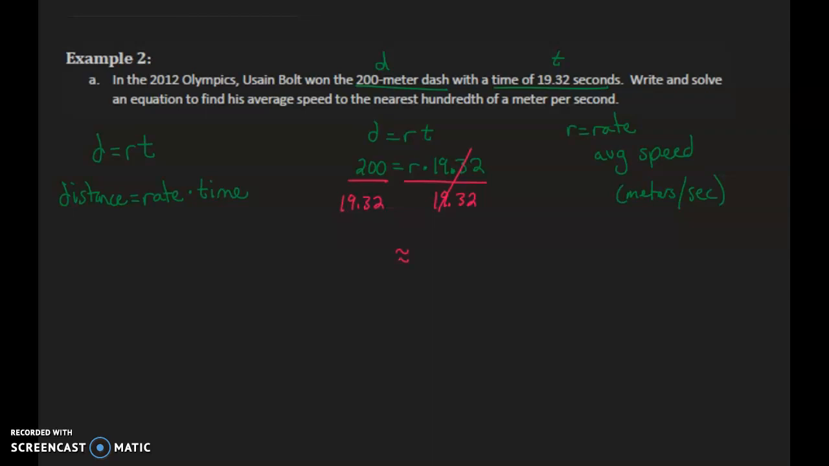Now it did say to round to the nearest hundredth, and hundredth is 2 decimal places. So after I type that in my calculator, I find out that it is 10.35 meters per second, and that's what the rate is. So 10.35 meters per second is our answer, and our equation is 200 equals r times 19.32.